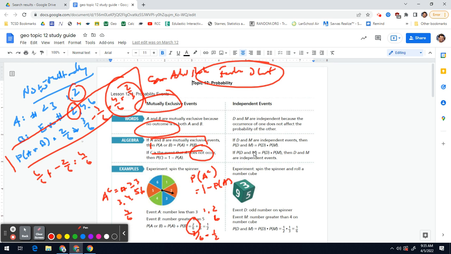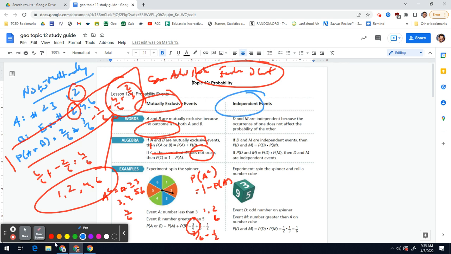But again, if I look at this spinner, I want to find the probability of a number less than 3 or an even number. So a number less than 3 would be a 1 and a 2. An even number, we already counted 2, so it'd be a 4 and a 6, right? So it'd be 4 out of 6 numbers. So you want to make sure you don't count numbers twice. Okay? All right, on the other side here, we have independent events.